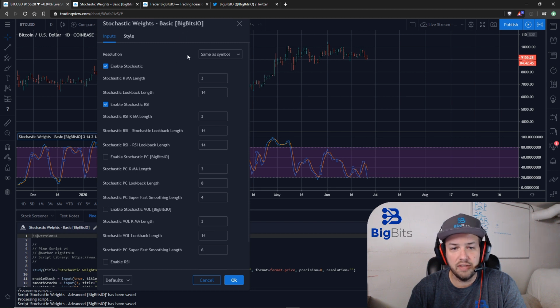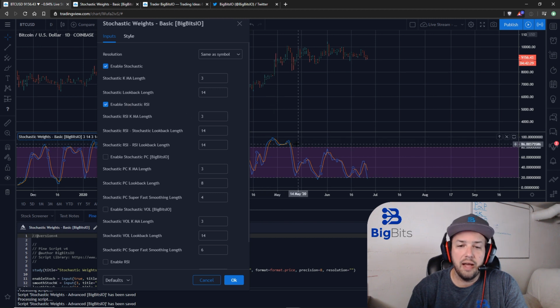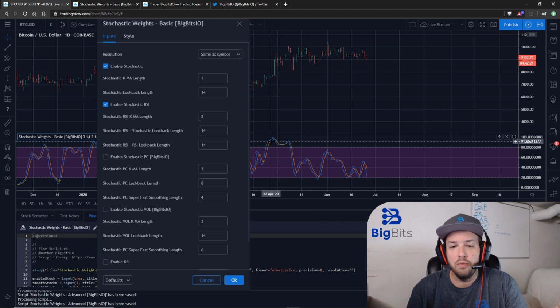You'll notice it looks a lot like the actual stochastic indicator, and that's because it actually is the stochastic indicator. We have enabled right now the stochastic and the stochastic RSI. If you're looking at this, you see two lines, and you might be thinking, well, is one of those the stochastic and the other one the stochastic RSI? Well, no. The blue line is the K value, which actually is an average on the stochastic basic between the two enabled stochastics. So the blue line is the average of these two.